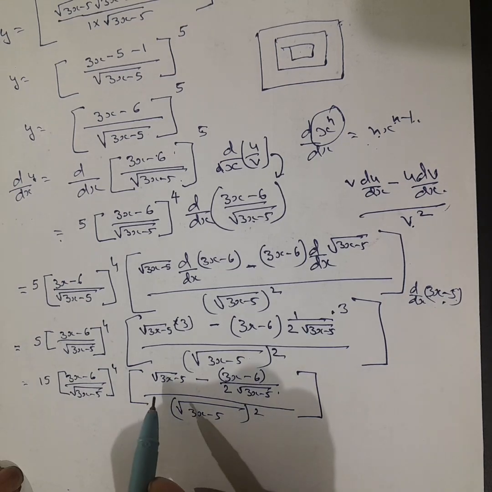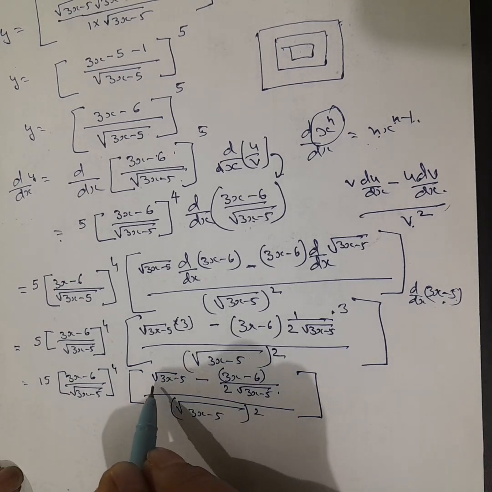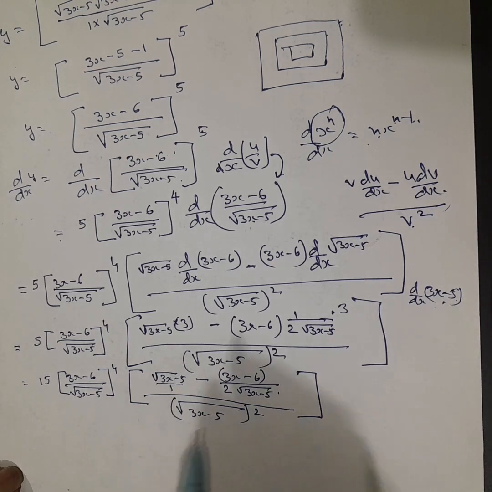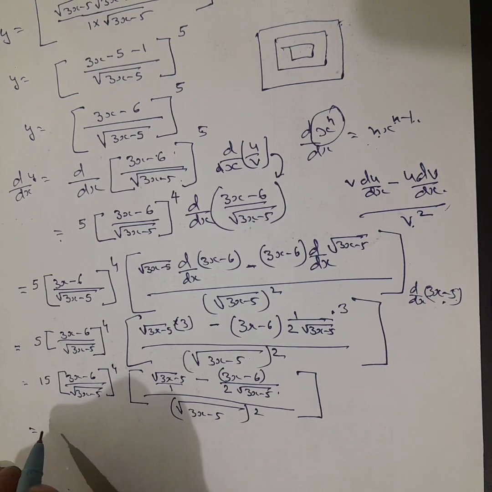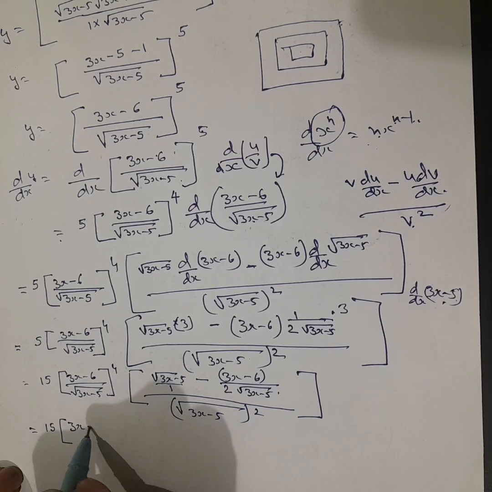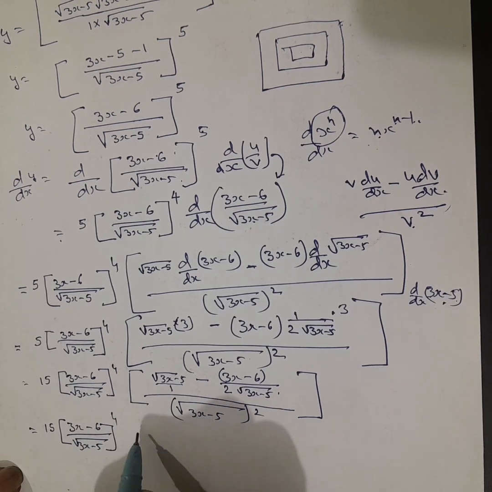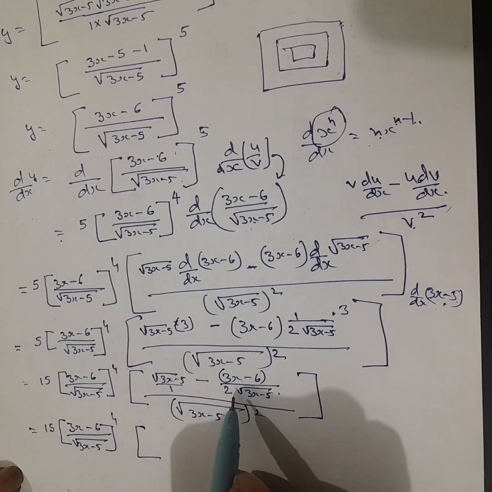Now as the LCM part comes in, let us make this divided by 1. Alright, so numerator LCM plays. Now I will write it here as 3x minus 6 upon root of 3x minus 5, which remains as it is, raised to 4. Now what happens is LCM, that's what I taught in the beginning of the differentiation videos.